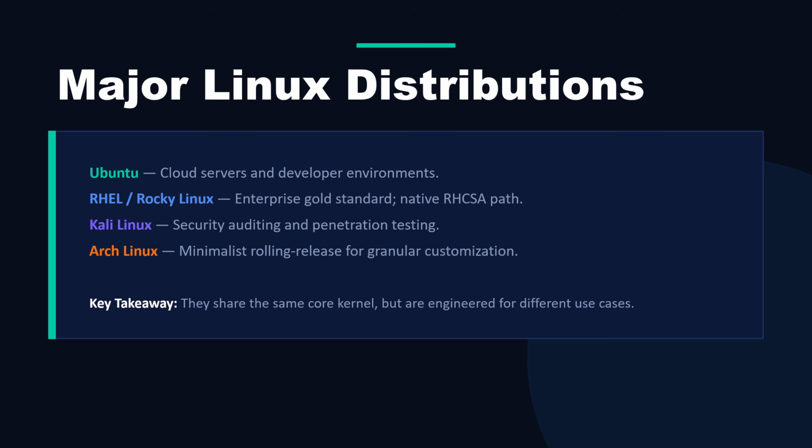Let's look at the major distributions you will encounter in the enterprise landscape. First is Ubuntu, which is highly popular for cloud server deployments and developer environments due to its widespread adoption. Next is Red Hat Enterprise Linux, along with its binary-compatible counterpart, Rocky Linux. This is the global corporate gold standard for hardened enterprise environments and serves as the native platform required for the RHCSA path. For cybersecurity professionals, Kali Linux provides a specialized environment pre-bundled for security auditing and penetration testing. Finally, Arch Linux offers a minimalist, rolling release model for engineers who want granular customization. Remember, they share the same core kernel, but they are engineered for distinct use cases.